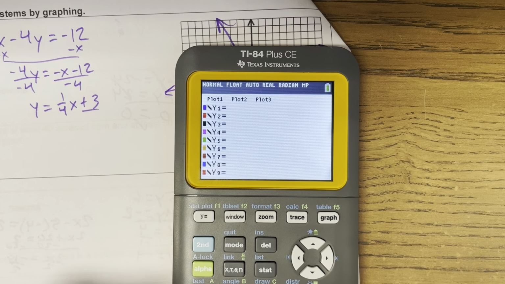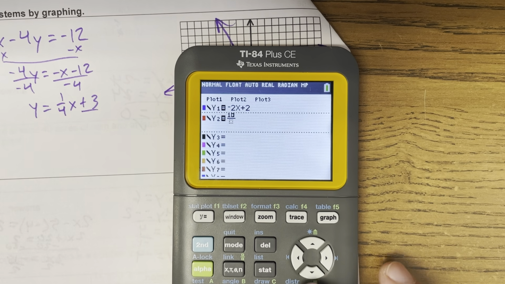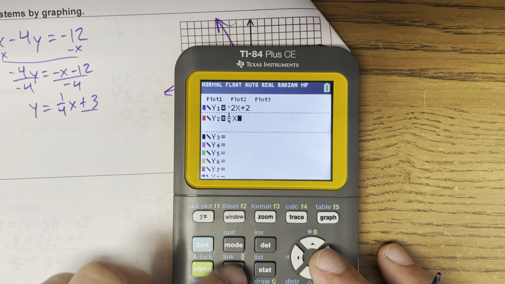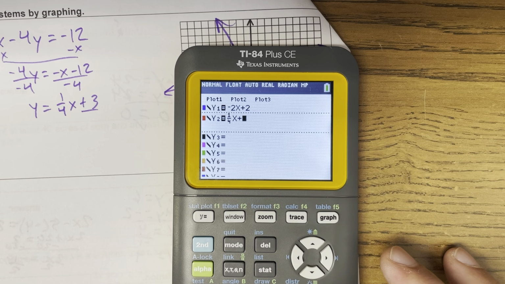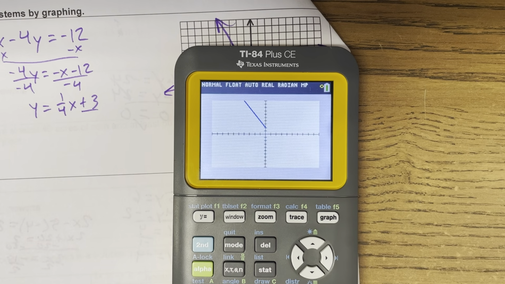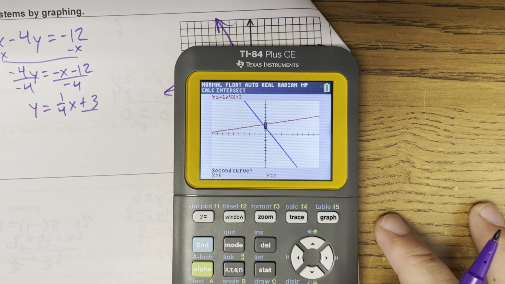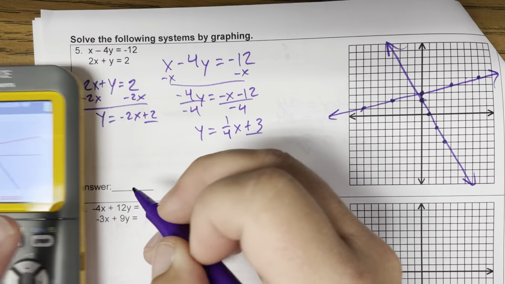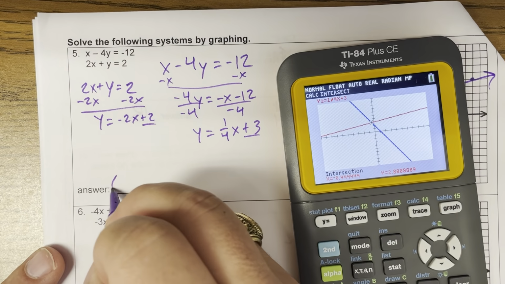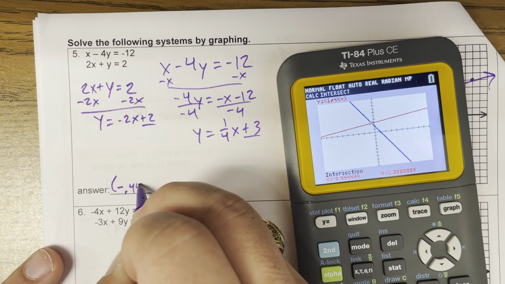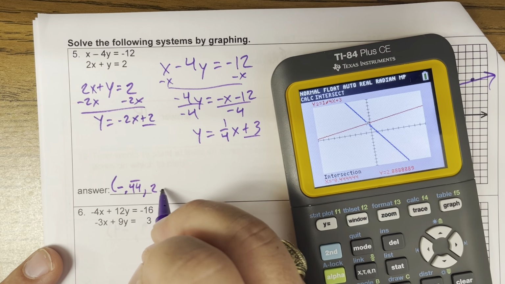And so I'll go into my y equals: negative 2x plus 2. We've got 1/4 x plus 3. We'll graph it. Second trace, intersect, enter, enter, enter. And so there's my answer. The intersection point is at negative 0.44, 0.88.